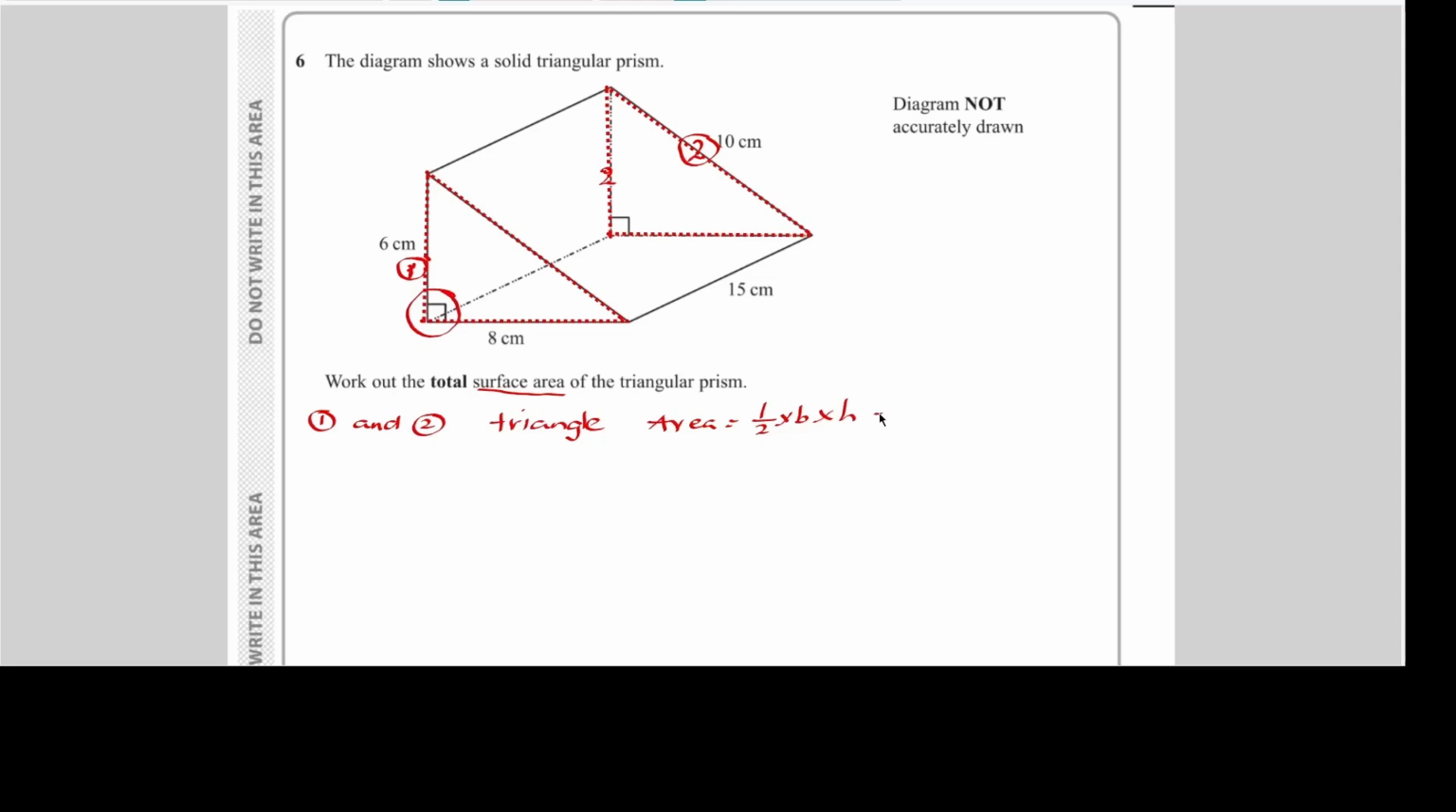So let's substitute the values. Half, base is 8, height is 6, into 2, because I'm having two triangles. So 2 cancels out. 8 times 6, 48 squared centimeter. We are getting 48 squared centimeter surface area from these two faces of the triangle. Right, we are done with that one.